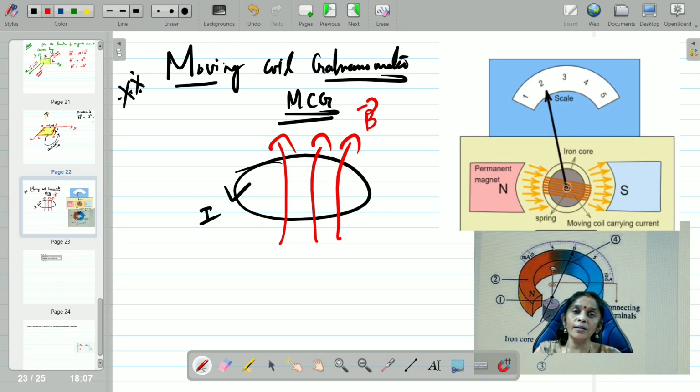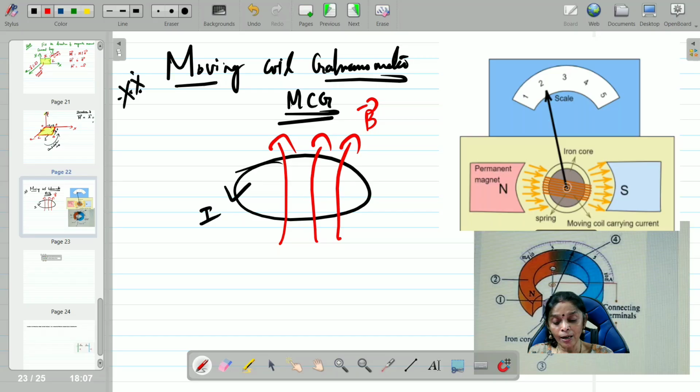Now you tell me, children, as I pass current through this coil, will the coil move up and down or left and right? No, right? It won't move. If it were moving, then in your house, when you pass current through the wire, the wire should move. Is the wire moving? No, right? It won't move. But I'm going to make the coil move.